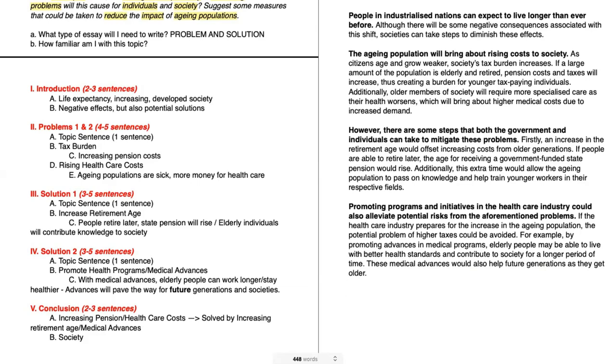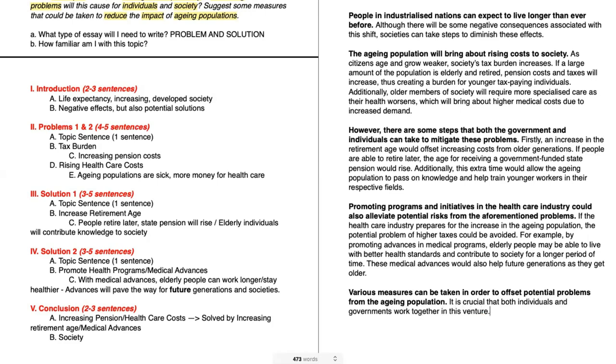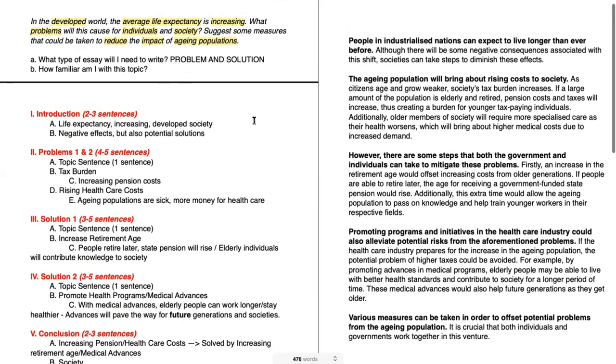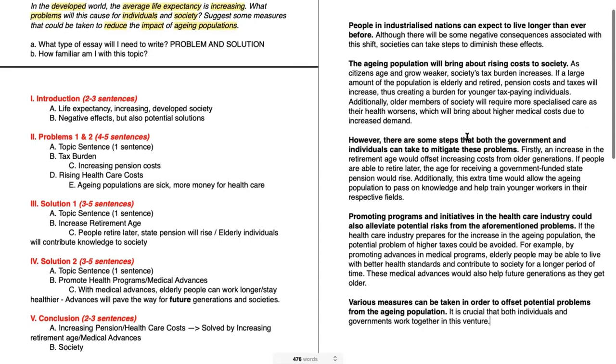So in bold, as something just to sum up, I would say various measures can be taken in order to offset potential problems from the aging population. So I've talked about how there are problems. I've talked about the various measures, my solutions. And as something about society, I could say it is crucial that both individuals and governments work together in this venture. Because again, I'm tying it back to the fact that individuals and society were included in the question. Of course, we talked about individuals and society. So the problems regard individuals and society in general, so that's fine. I just wanted to make sure that I closed it and that everything really flows well together.